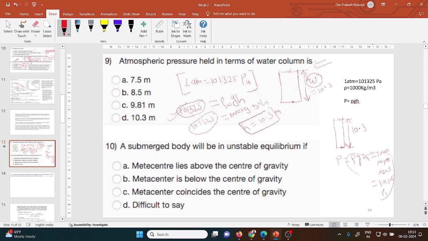Now question number 10 is: a submerged body will be in unstable equilibrium if. So again we come back to the metacenter. But this is the submerged body. Always remember, I was telling both of you, in case of a submerged body, what thing will we not consider?